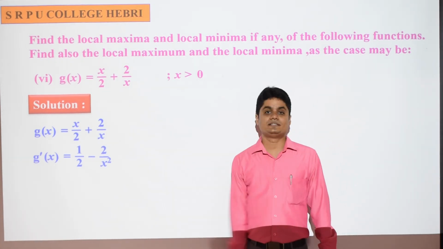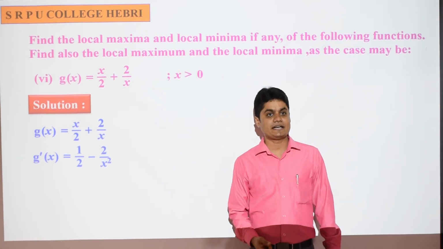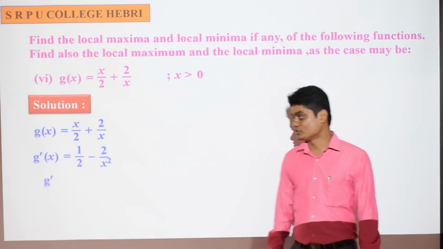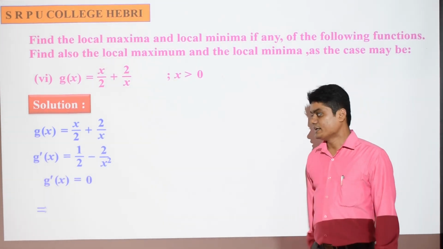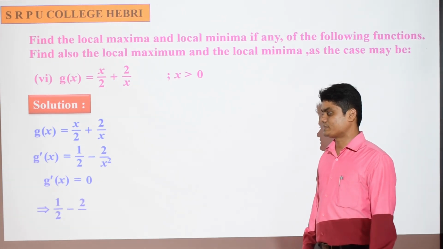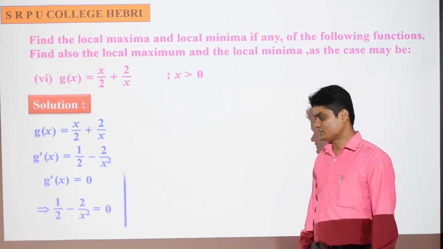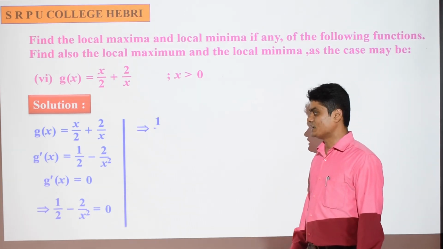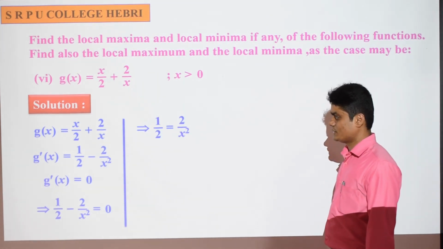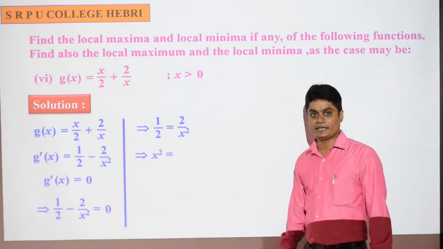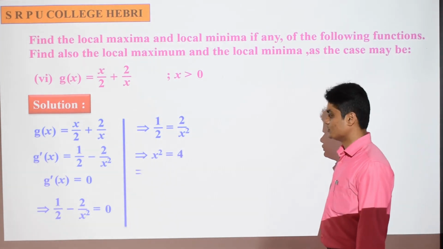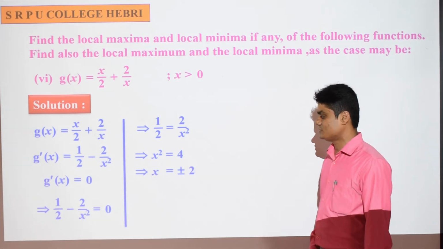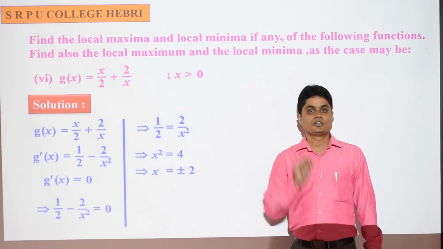You should equate this with 0. You have to equate g dash of x is equal to 0 to find the critical point. So 1 by 2 minus 2 by x square is equal to 0. This implies half is equal to 2 by x square. So cross multiply, you get x square is equal to 4. So this implies x is equal to plus or minus 2. So these are 2 critical points.